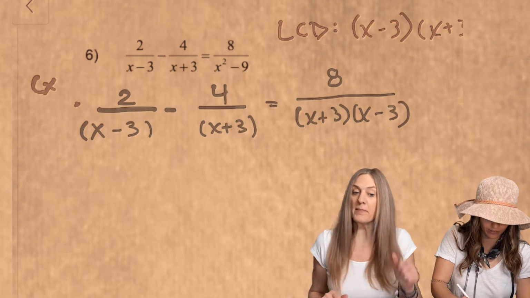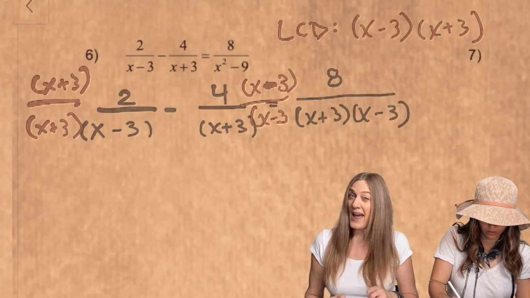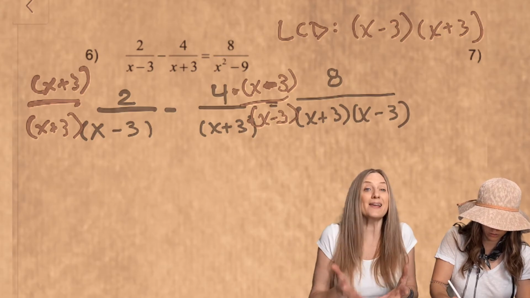Now, what does the first denominator need from the least common denominator? X plus 3 divided by x plus 3. What's the second denominator need? X minus 3 divided by x minus 3. And the third? It doesn't need anything. It already has the LCD.